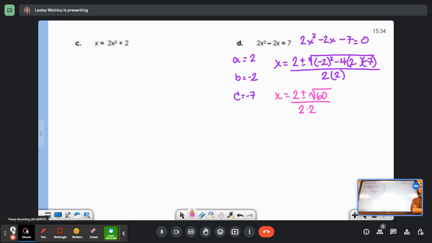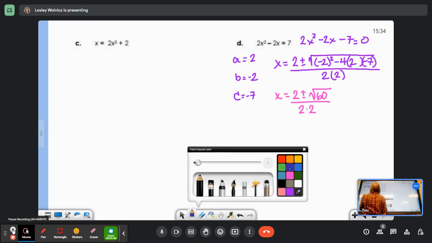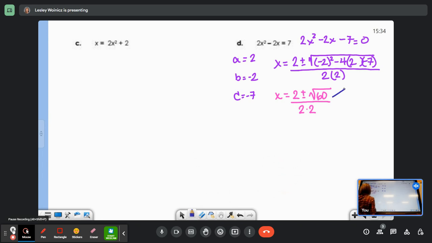I think the biggest perfect square factor in 60 might be 4. Is that right? I think it's 4 and 15, because 2 times 30 is 60, so 4 times 15. Does that sound right? That is correct. Thank you.